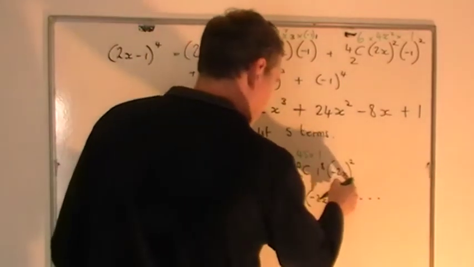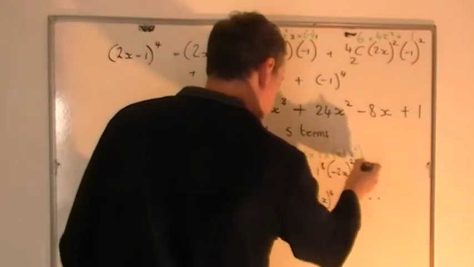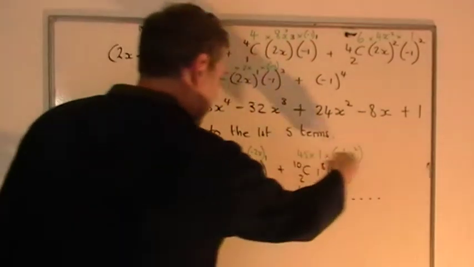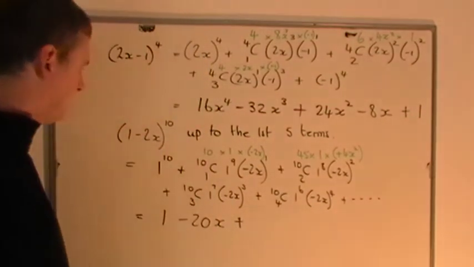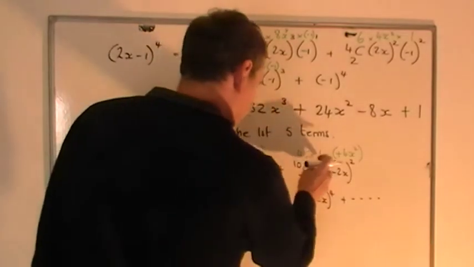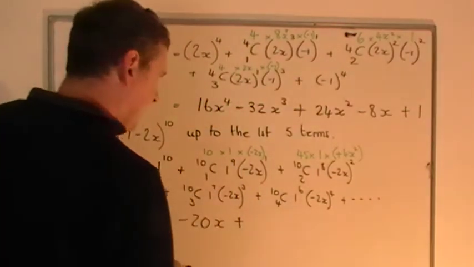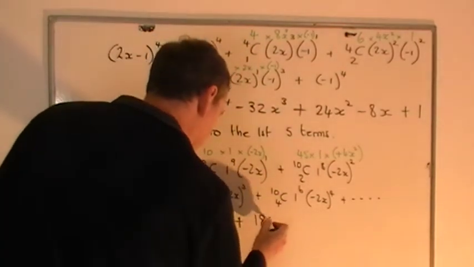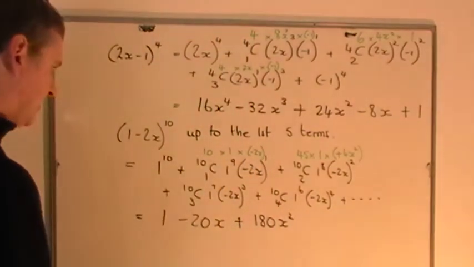Now minus 2x, if you square it, you are going to get a positive 4x squared. So all of these are positives. So we now alternate back to a positive sign again, not unexpected because we have a minus in the bracket there. And 45 times 1 times 4. Well, 45 times 4, that's 90, 180. So we're going to get 180 x squareds for the third term.